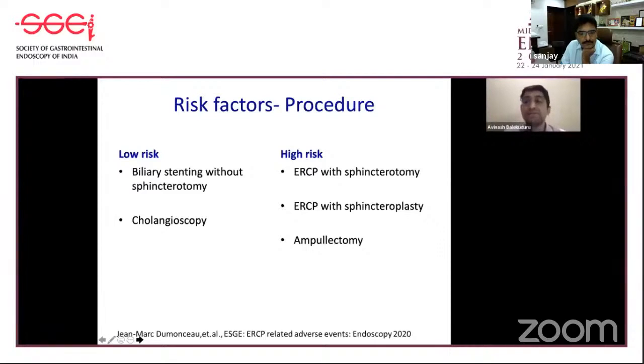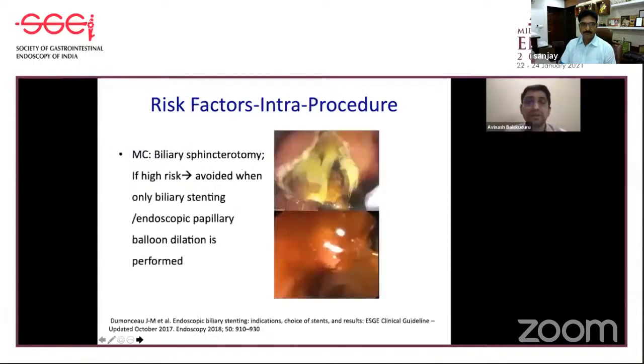High risk procedure is whenever we combine ERCP with sphincterotomy or sphincteroplasty, or we do an ampulectomy for an ampullary adenoma. So these are all high risk procedures. Intra procedure, the most important thing that we do is a biliary sphincterotomy. Say there is a large stone at the ampulla, and once we cut, there is pus flowing, so predominantly cholangitis.